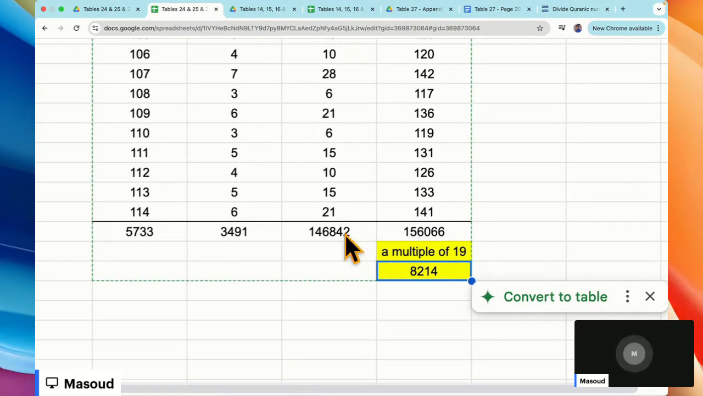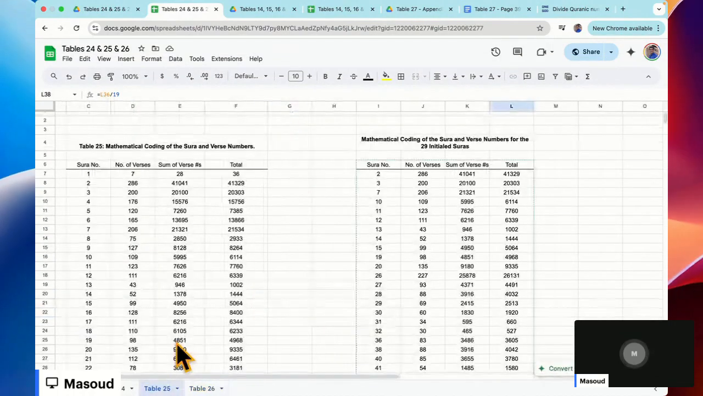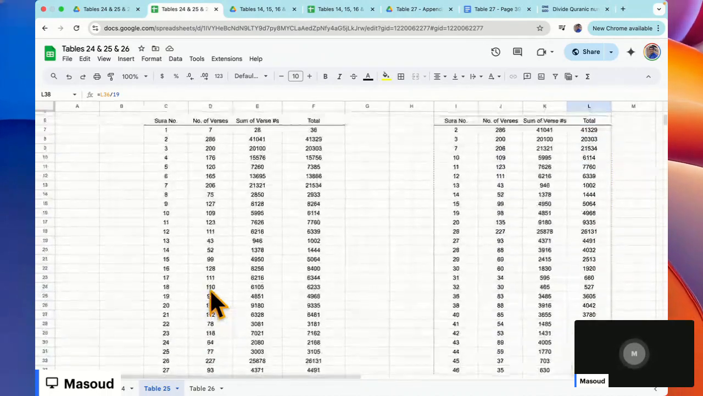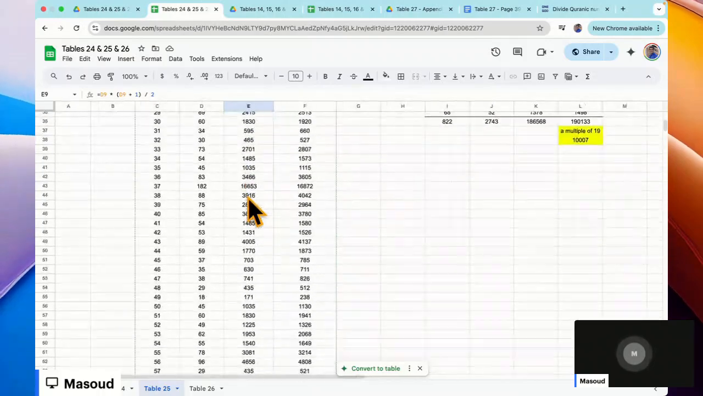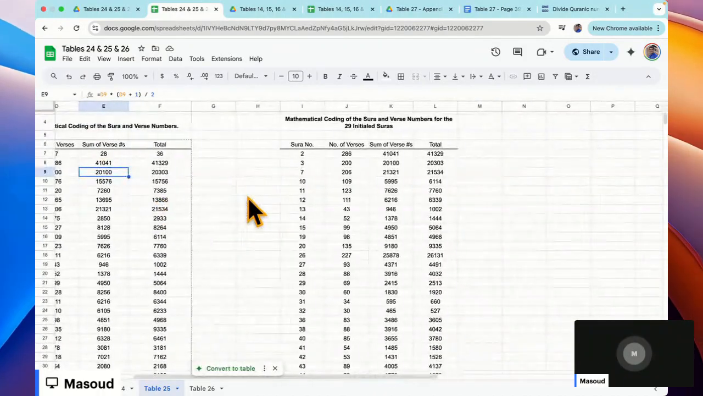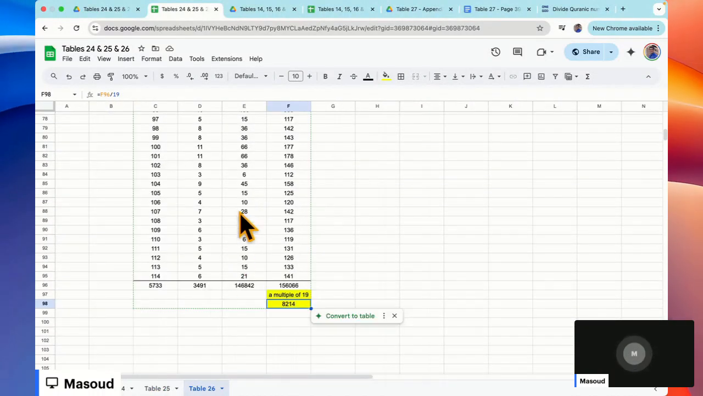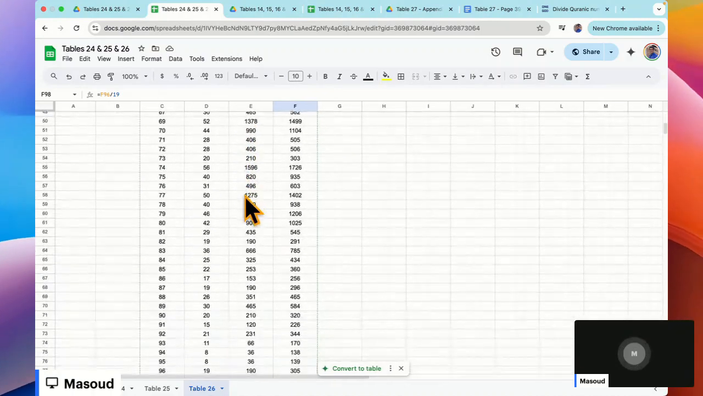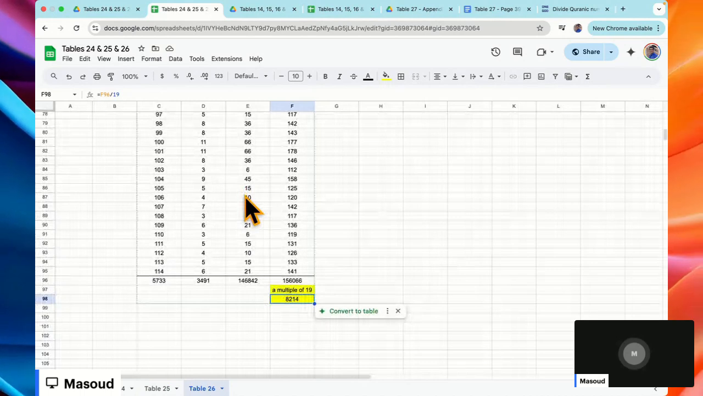I mean, this is just a system that is unbeatable. This is absolutely marvelous. You have the Quran all together, all the verses, like the surah numbers, number of verses, sum of verse numbers, all multiple of 19. Now you extract the initial surahs from that, the 29 initial surahs, it becomes a multiple of 19. And then you extract uninitial surahs from the same structure that we had, again it becomes a multiple of 19. This is absolutely fantastic.